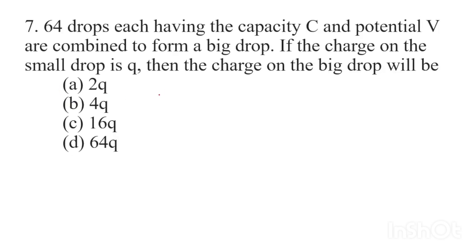Question number 7. 64 drops, each having the capacity C and potential V, are combined to form a big drop. If charge on the small drop is Q, then charge on bigger drop? Charge is additive in nature. So charge on the bigger drop equal to N into charge on the smaller drop. So this N is 64 and charge Q. So option is 64Q.